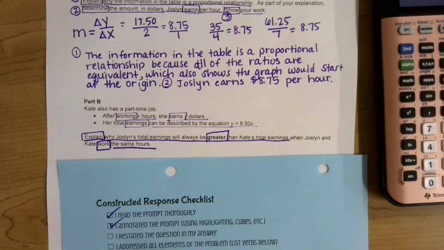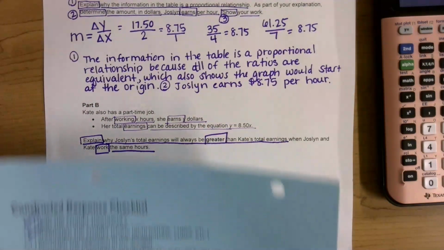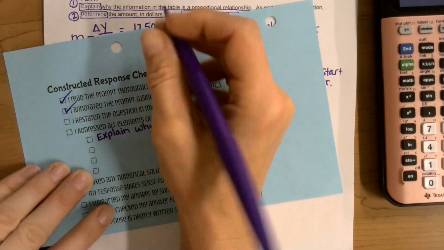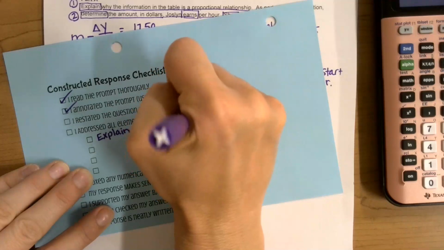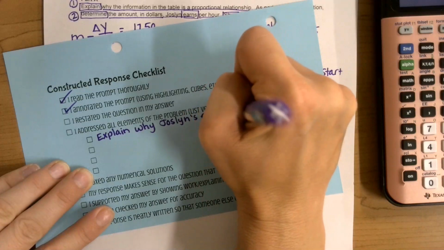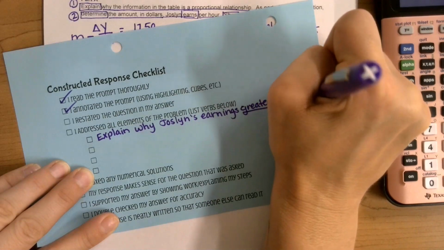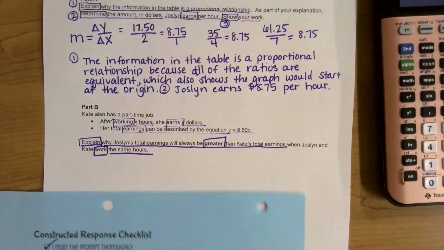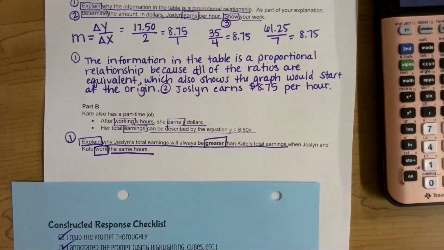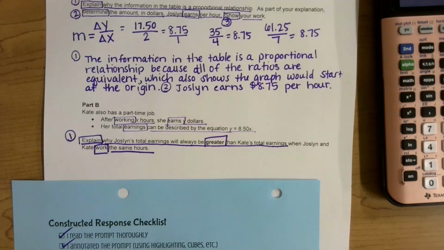All right, now let's go down here to the elements. It says to explain why Jocelyn's earnings are greater than Kate's. And that's a one-part prompt. It just says when Jocelyn and Kate work the same hours. So we just have to explain why her total earnings will be greater.